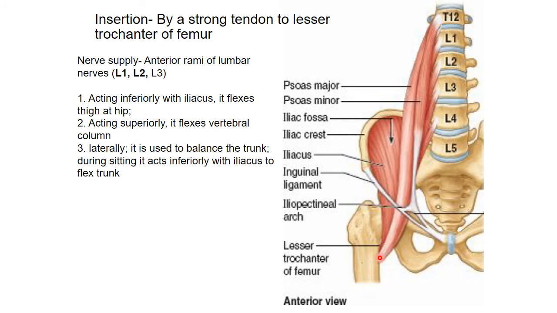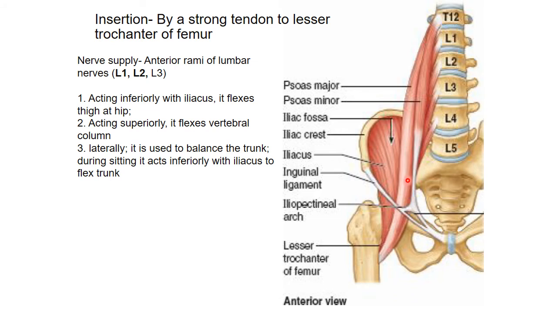Nerve supply of this muscle is the anterior rami of lumbar nerves, mainly first lumbar and second lumbar, sometimes third lumbar also contributes to the supply. Action of this muscle, usually it acts along with the iliacus muscle, and both of them together cause flexion at the hip joint because they are going to cross the hip joint from the anterior aspect. So their action is the flexion of hip joint.